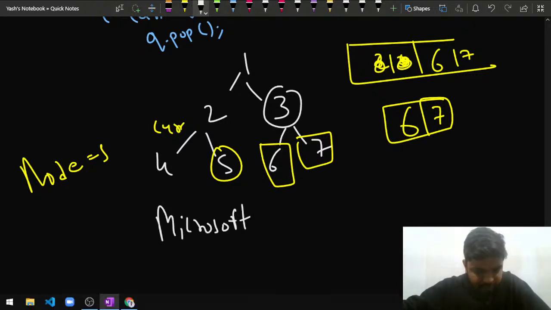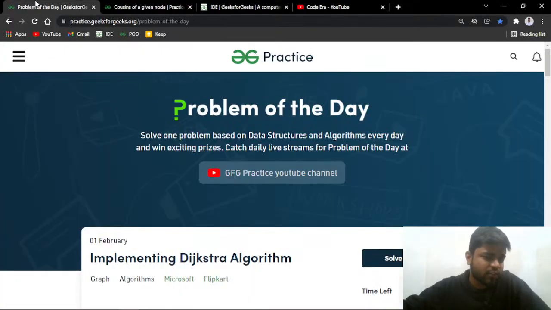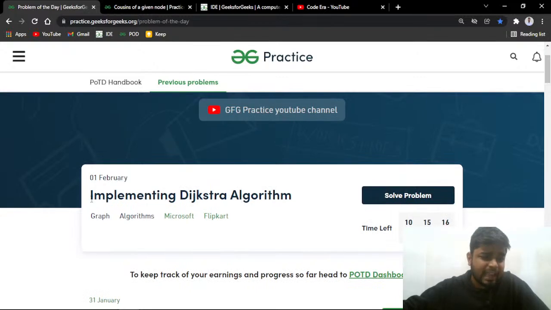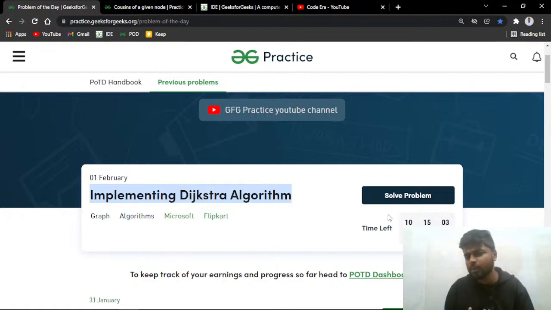Now the problem of the day for today, that is 1st of February, is implementing Dijkstra's algorithm. If you are someone who is new to this, you can try to implement this particular question, because it has been asked previously in Microsoft, and it has also been asked in Flipkart, right? You can try to solve this problem, because you'll be getting a lot of good experience by solving it.